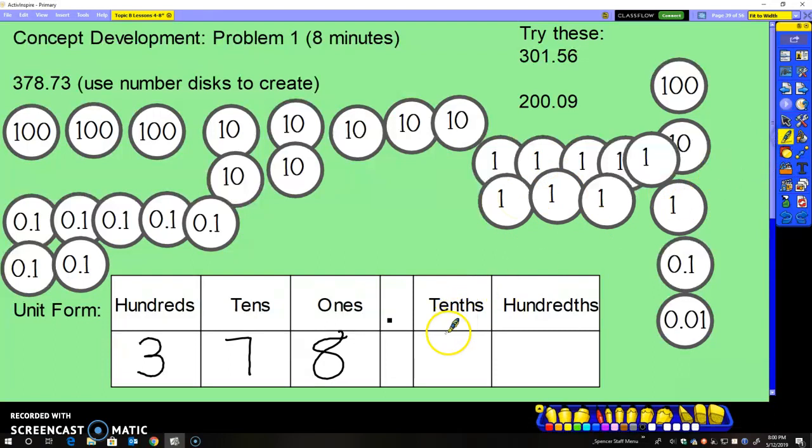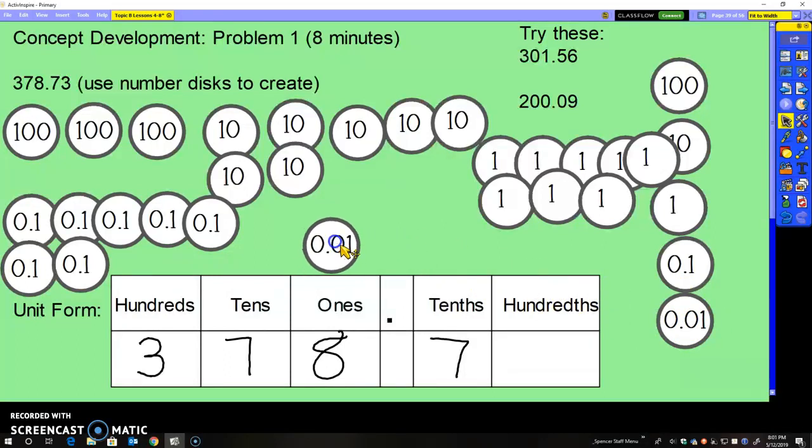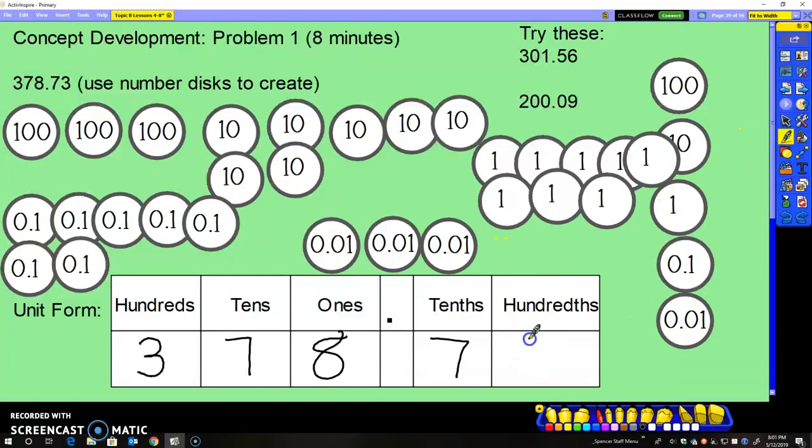So go ahead and write 7 tenths in your place value chart. Alright, last place value is our hundredths. Hundredths is 2 place values past the decimal, and I have 3 of them. Okay, so your place value chart should have 3 hundreds, 7 tens, 8 ones, 7 tenths, and 3 hundredths.